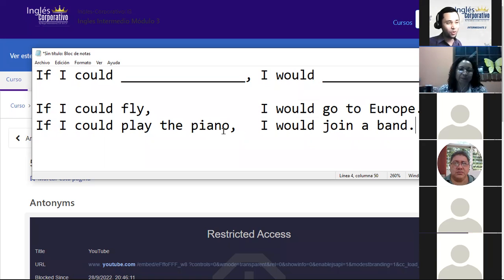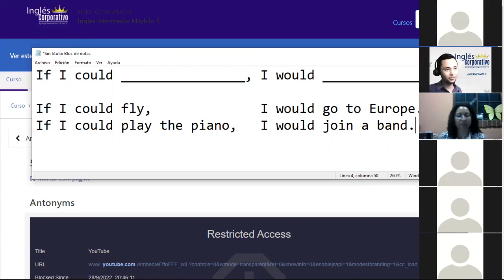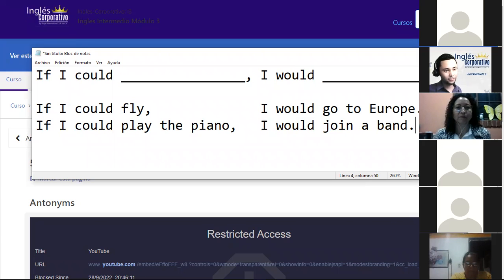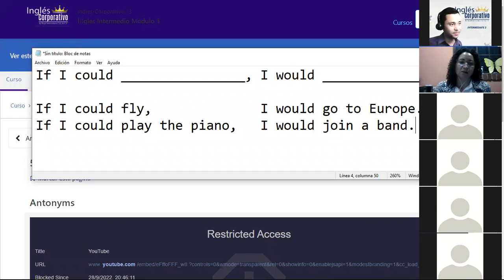Another volunteer. I want to hear one more. Una más, veamos. Okay, Rebecca. If I could sing very well, I would win a competition. Again, can you repeat the first part? If I could swim very well, I would win a competition. Okay, if I could swim very well, I would win a competition or a contest.